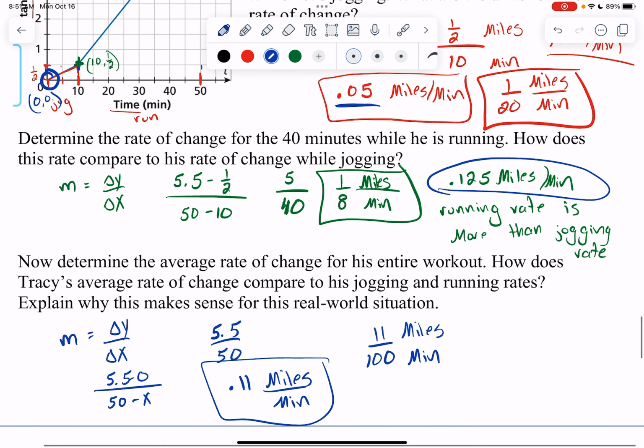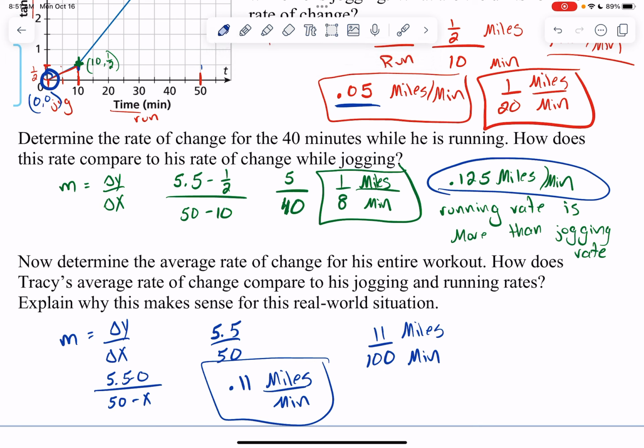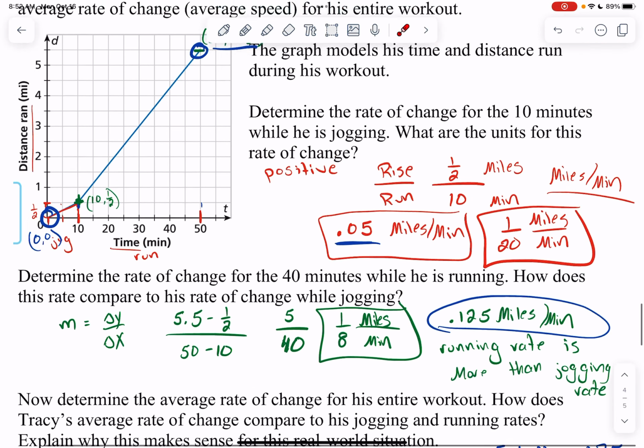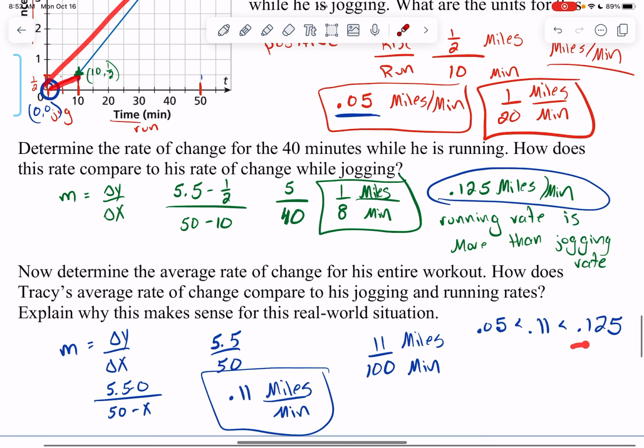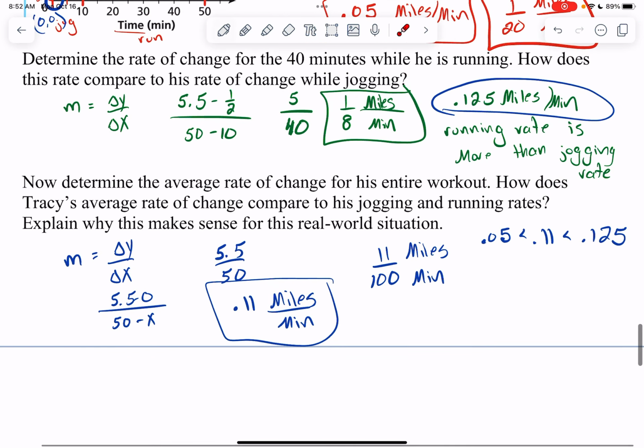So if you notice, his jogging was 0.05, which is less than the 0.11. And his running was 0.125, which is more than the 0.11. So over the entire trip, which makes sense, this bit of jogging made his rate of change over the entire trip less than it would be if he just ran the whole entire thing. Okay, so explain why this makes sense for this real world situation.